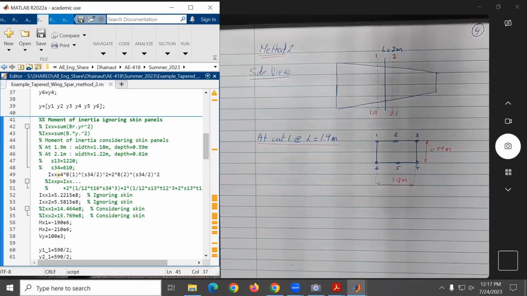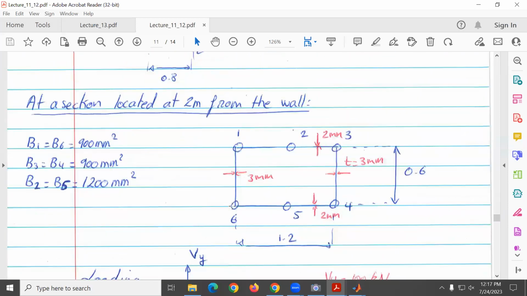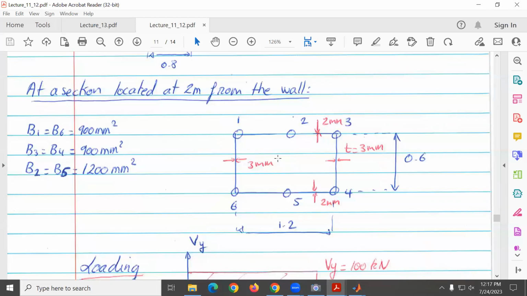If you remember, what were those measurements at? If we go back to this problem, if we did the cut at 2, you see this was 2. What did we have at 2? We had 1.2 and 0.6, no? Now we have 1.18 and 0.59, no? Okay.